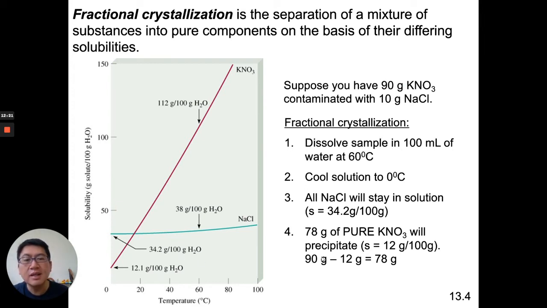78 grams of potassium nitrate will precipitate out or will crystallize out of this because it can't dissolve anymore. It will eventually form into pure crystals of potassium nitrate. So that's one way we can separate out some potassium nitrate from sodium chloride. Sodium chloride will stay dissolved, but potassium nitrate, not that much can dissolve in it at low temperature water or 0 degrees Celsius water, and we can separate this stuff out.